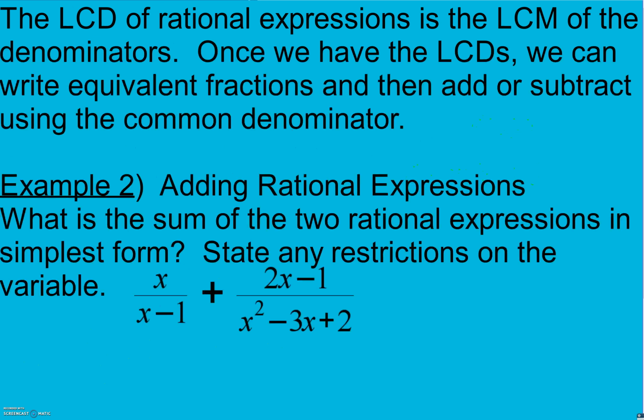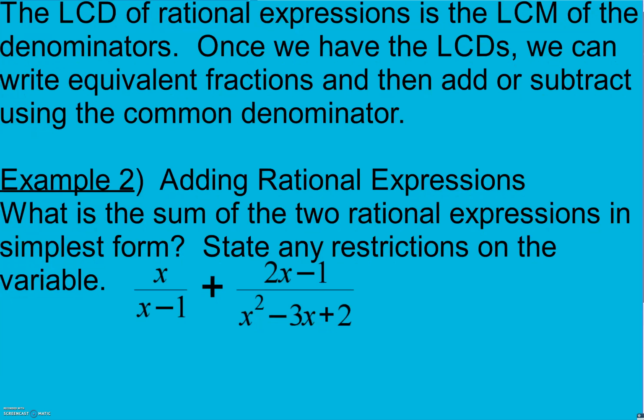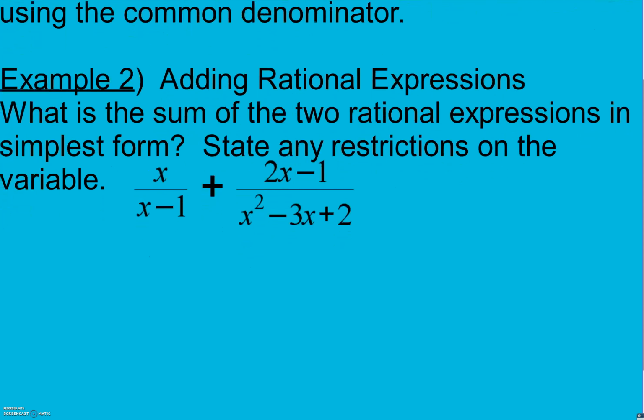The LCD of rational expressions is the LCM of the denominators. So the LCD is the least common denominator, and that's just going to be the least common multiple of the denominators. Once we have the least common denominator, we write equivalent fractions and then add or subtract using the common denominator. In example 2, it says, find the sum of these 2 rational expressions in simplest form. Then state any restrictions on the variable.